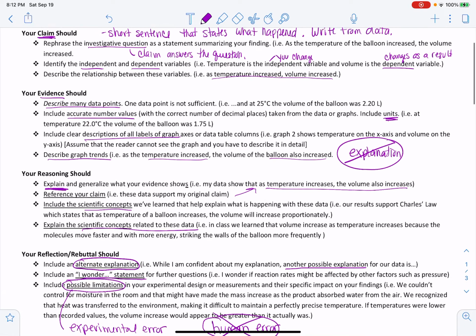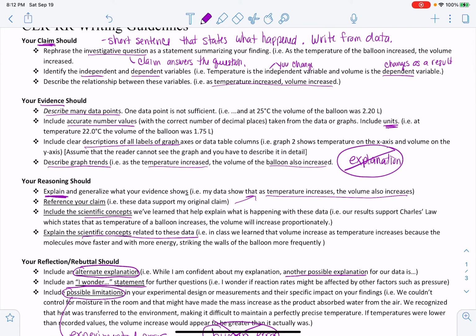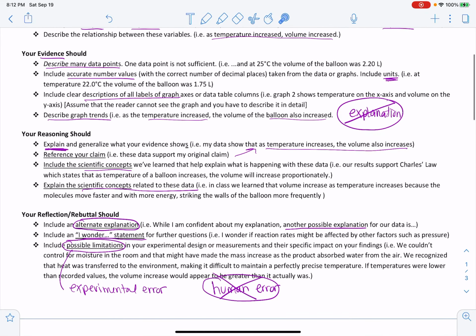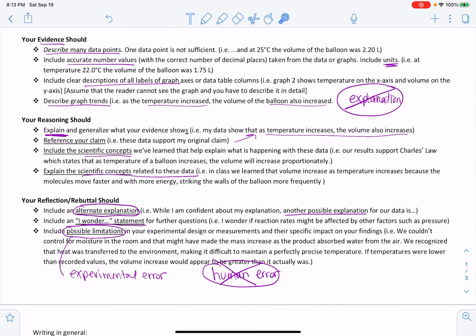So in looking at this, you will have a claim, which is a short sentence that tells what you actually found. Well, we were looking to find out if the volume of a balloon increased as you increase the temperature. We found that the volume of a balloon increases as you increase the temperature. In your evidence, you will use your data points. You will say, at 25 degrees Celsius, the balloon was this. At 30 degrees Celsius, the volume of the balloon was this. And you will continue with those until you have given enough of your data points and described what's happening on the graph. Your reason is going to explain why that happens.